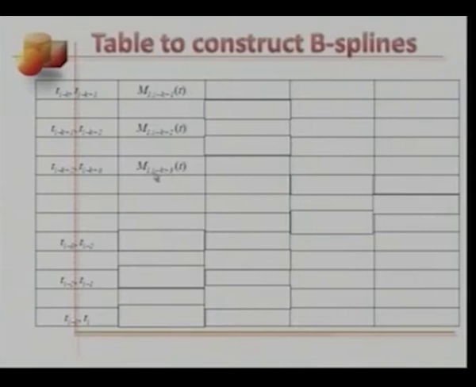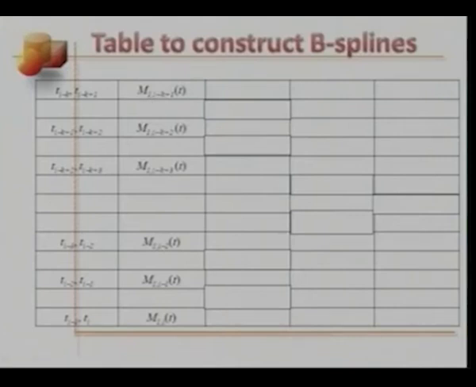Likewise, M1, I minus 2. Notice the correspondence here. M1, I minus 1, and finally M1, I. We can start performing linear interpolations from here on. Combine these two to get what? Of course, you'll get a spline of order 1 plus 1.